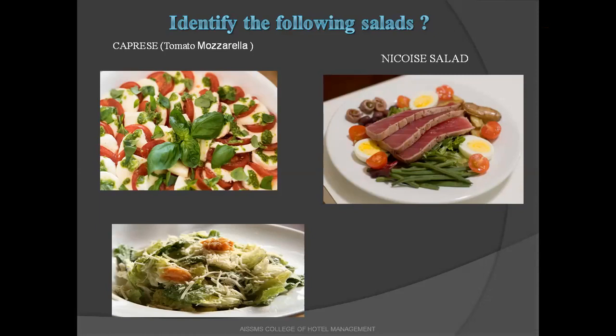What is the last one? Any guesses? Caesar salad, very popular. Caesar salad is from Mexico. It was prepared by an Italian man in Mexico, so it originated in Mexico, not in Italy.